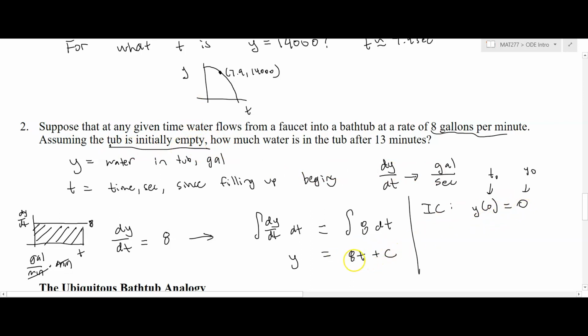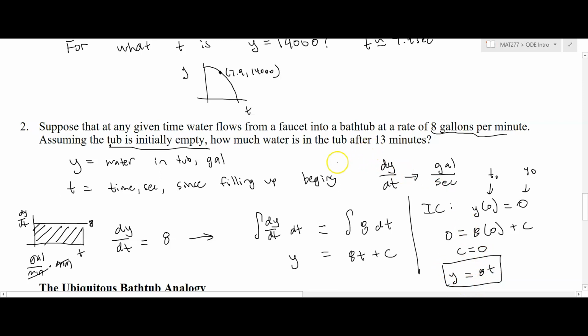So to find out what c is, I've got to plug in 0 for y, 0 for t. And we do want to go through this process because eventually c will not always end up being whatever your y naught is. In this case, we do get c equals 0, and we end up with a final function y equals 8t.